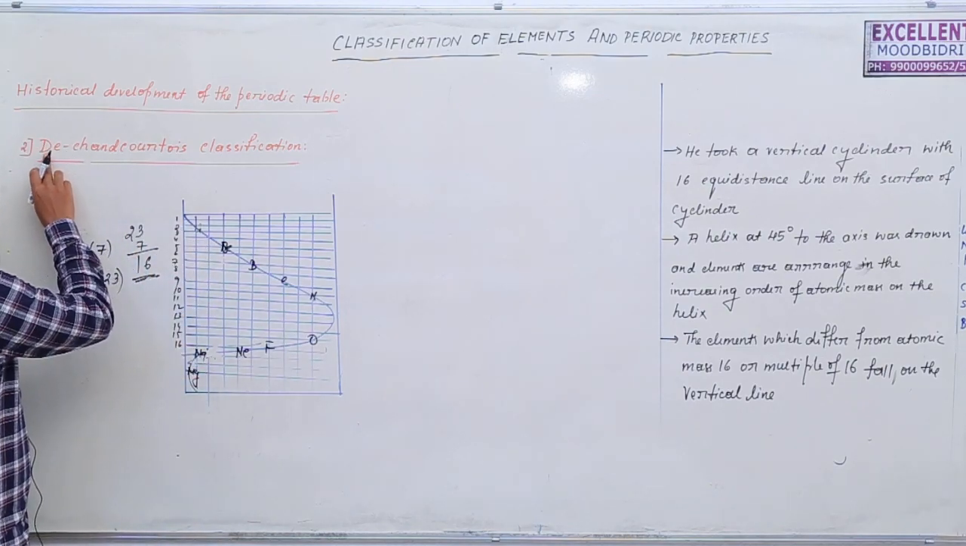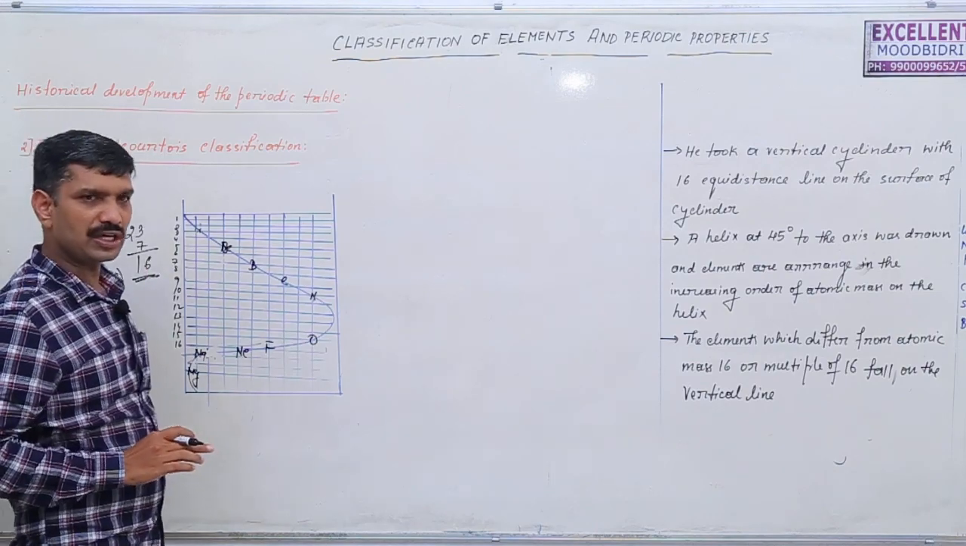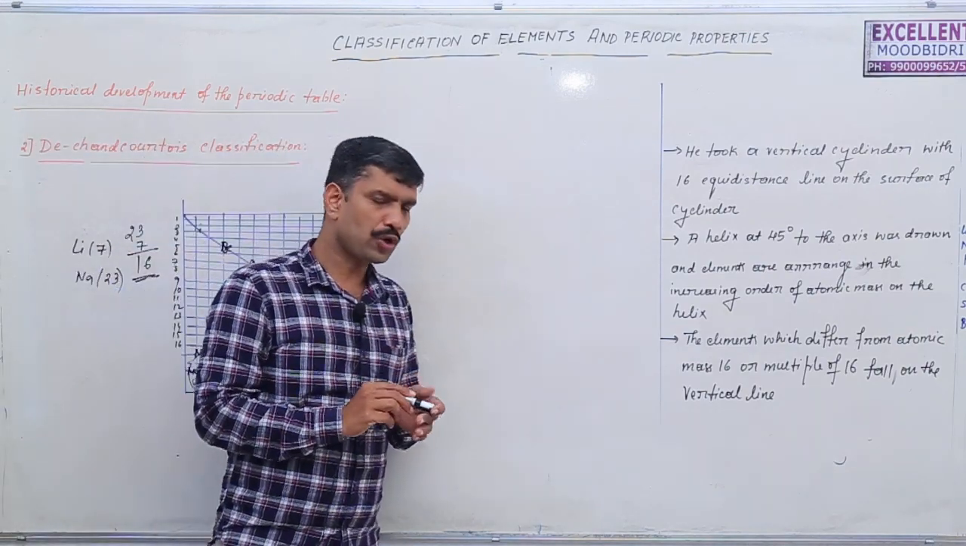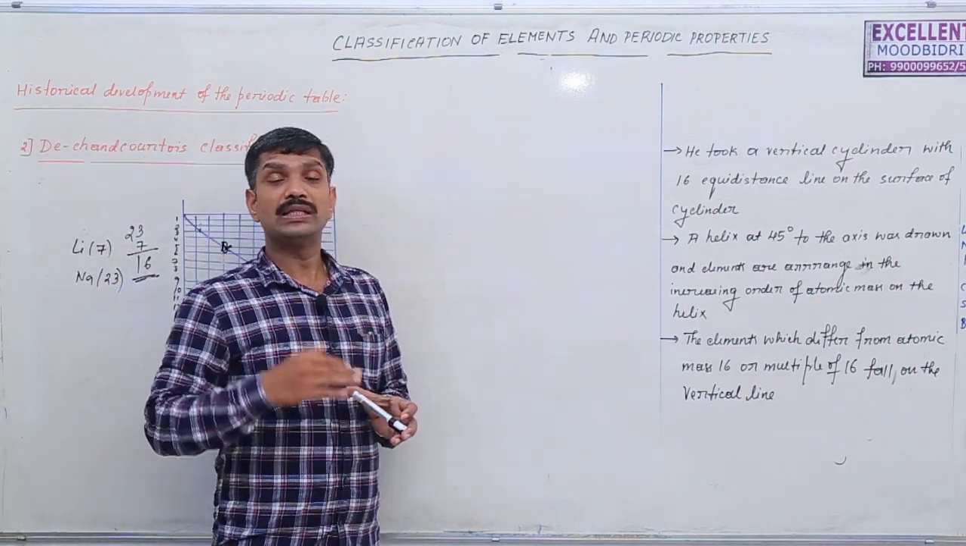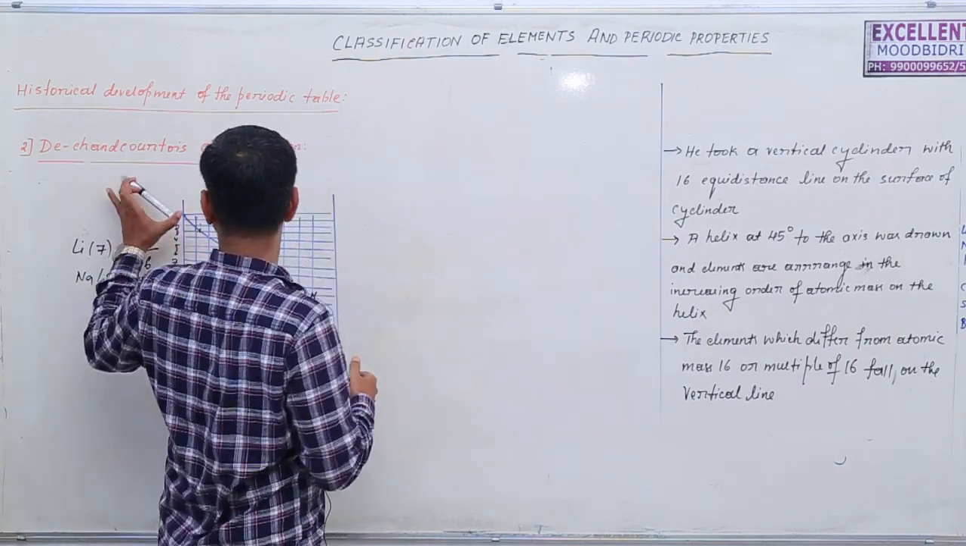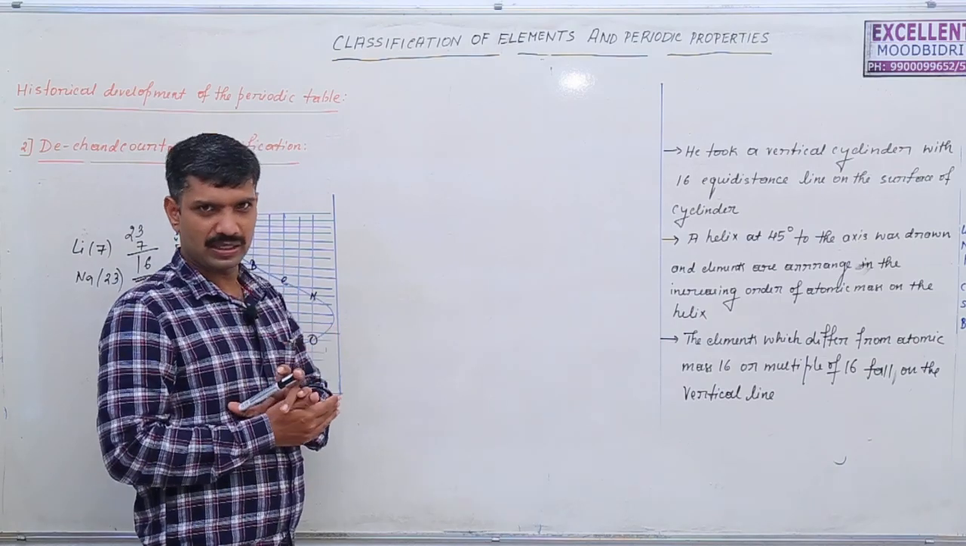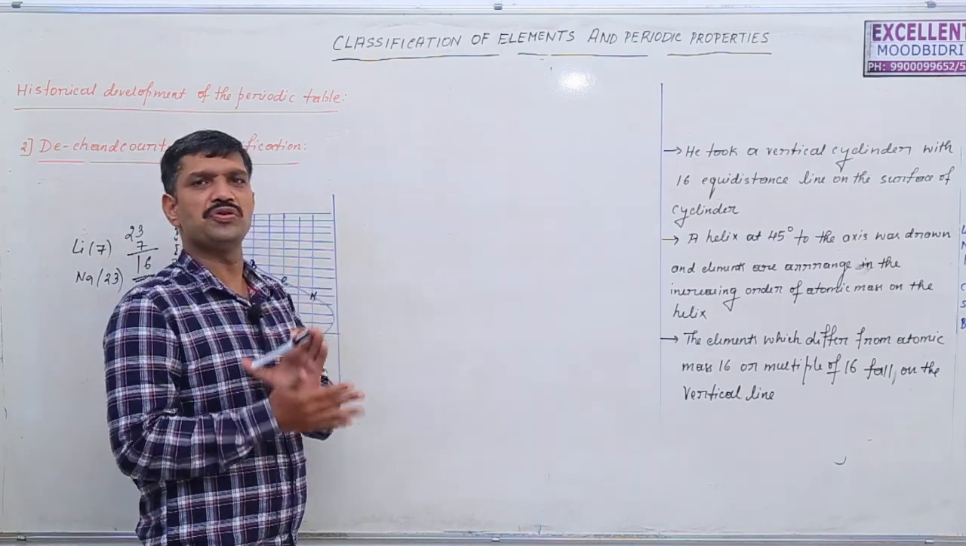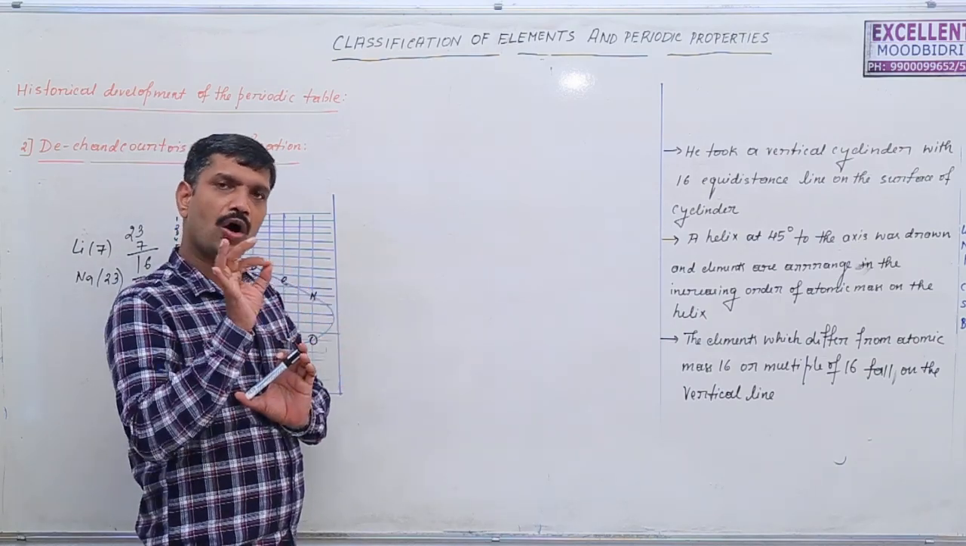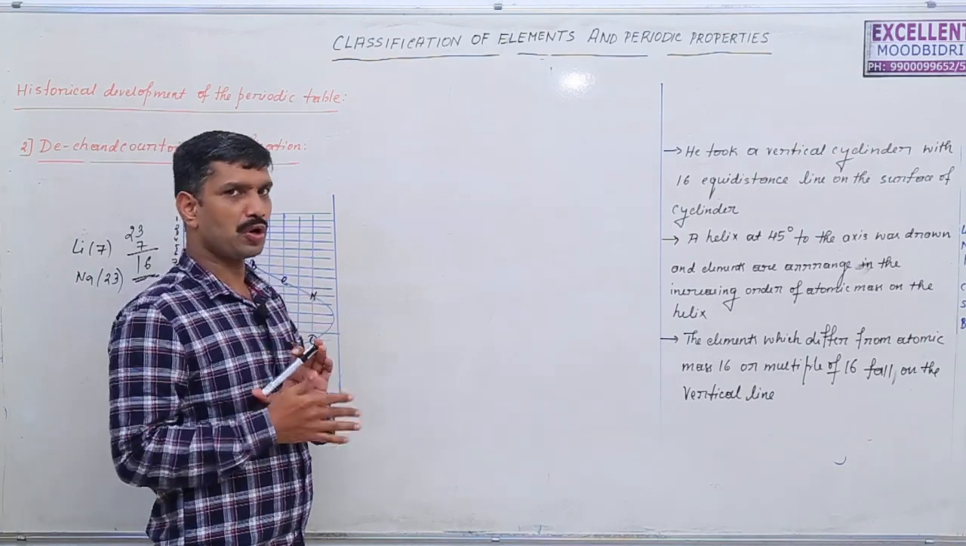So this is known as the De Chancourtois classification. Once again, the main drawback of this classification is that it is not applicable for a large number of elements. It is restricted to only a few elements, not applicable for all the elements. That's why it is the main drawback.